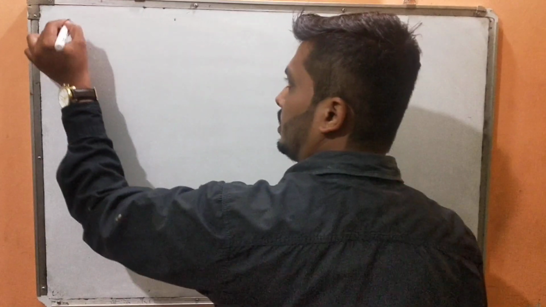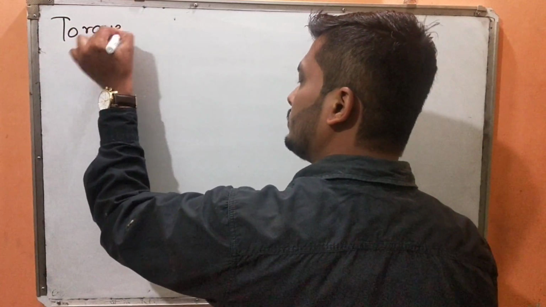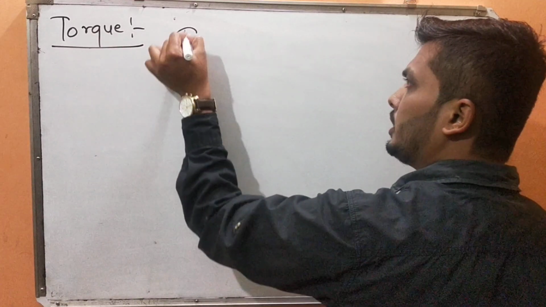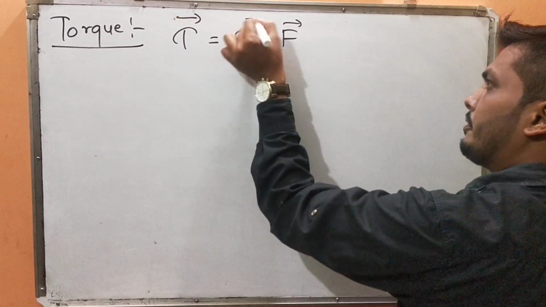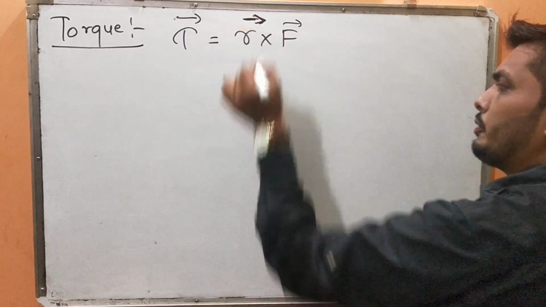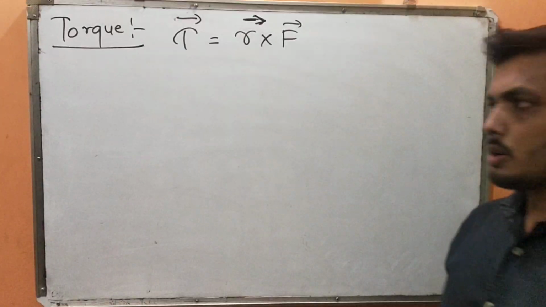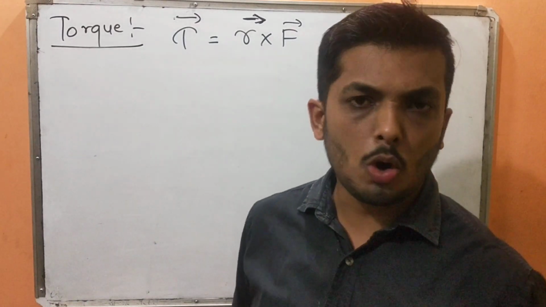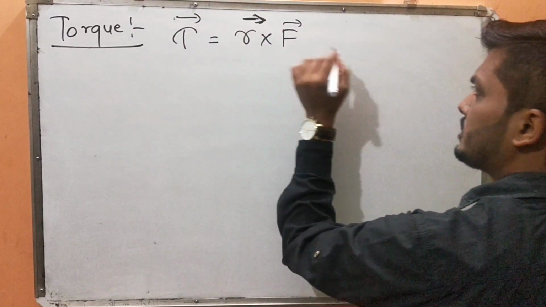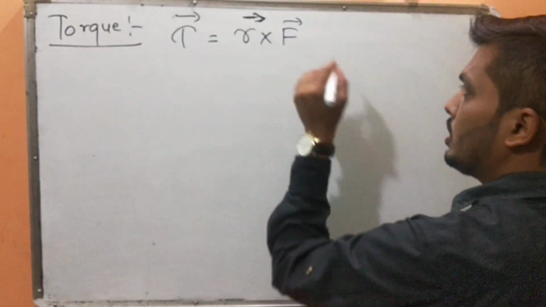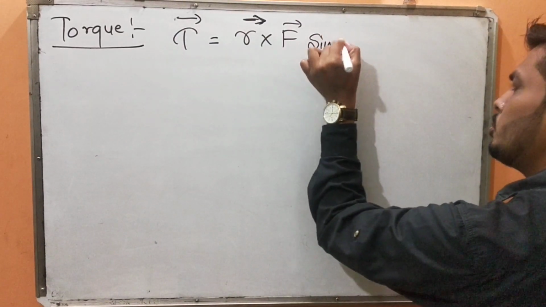Okay. Now, torque. How do we define torque? Torque is a vector quantity given by r cross F. It is a very good example of cross product. I hope you have studied cross product and dot product in the motion in a plane topic. The magnitude of a cross product involves the sine of the angle between the two vectors.